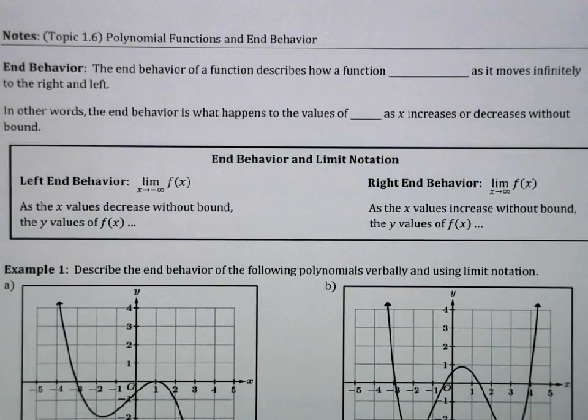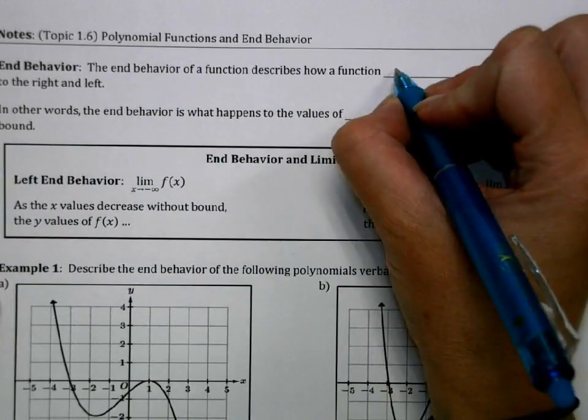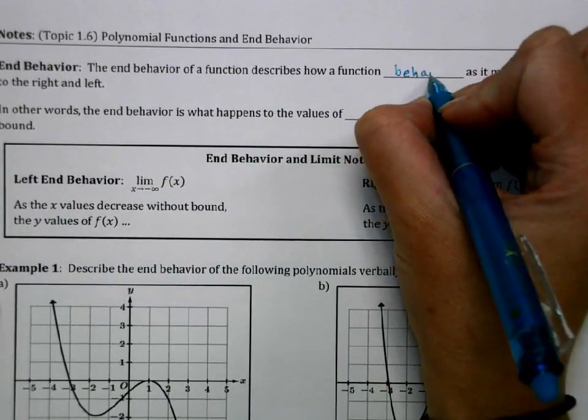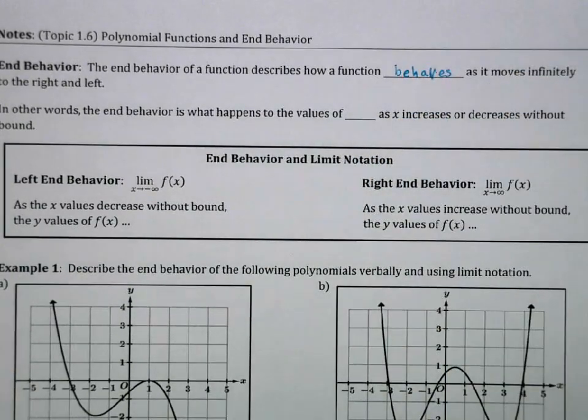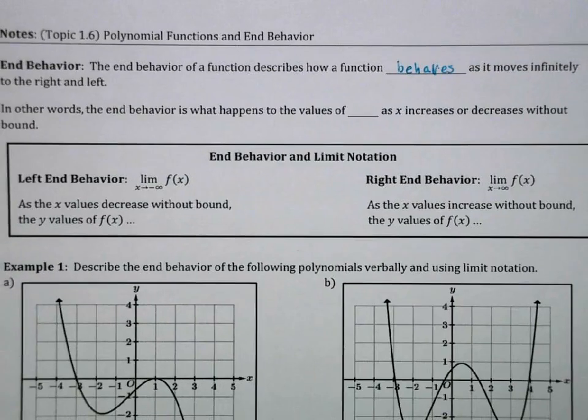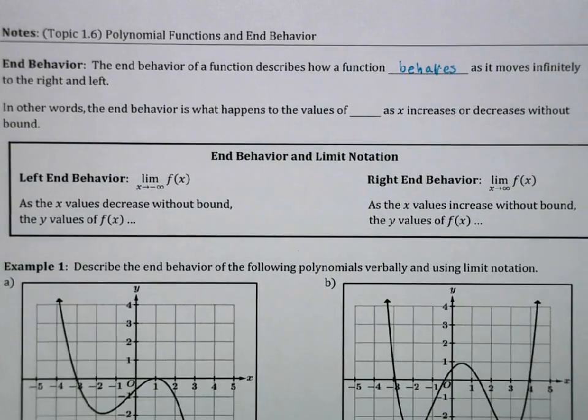End behavior is what it sounds like. It's what is happening at the ends of the graph as we go to positive infinity and negative infinity. So the end behavior of a function describes how the function behaves as it moves infinitely to the right or to the left.